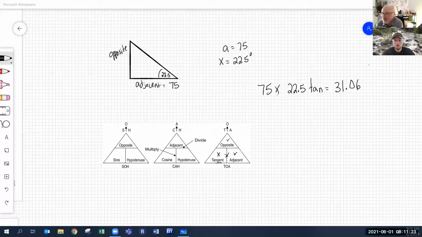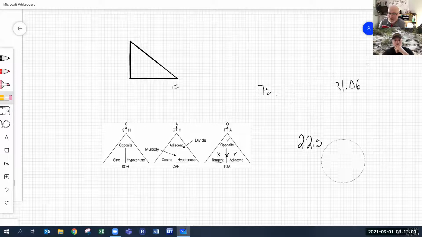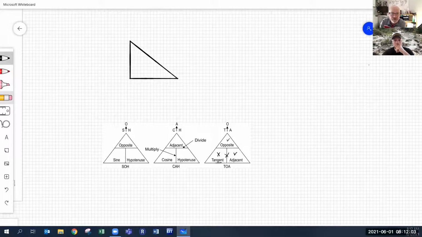No? What did you get? So I'm just doing 75 times 22.5, tan, and then hit the equals button. Never mind. There you go. So remember, if you hit 22.5 and hit the tangent button, that's actually going to equal 0.414, is it not? Yeah. All right. Let's do a couple more examples because I love examples.